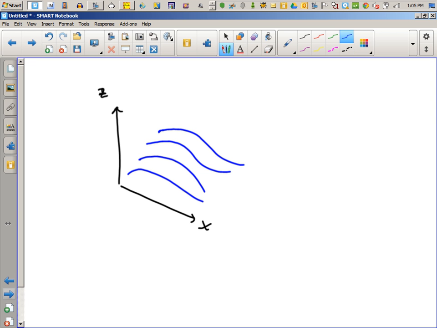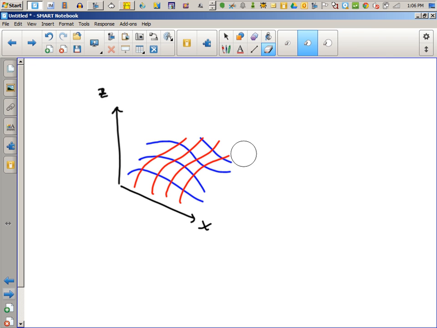From above, they would look parallel to the x-axis. Maybe some that go this way. Might have drawn too much there. Okay, so anyway, you can kind of round this off like this. And then I'll draw my y-axis poking out the back. So if you're not real good at drawing, it doesn't matter that much. The whole point is to understand what this lesson's about.